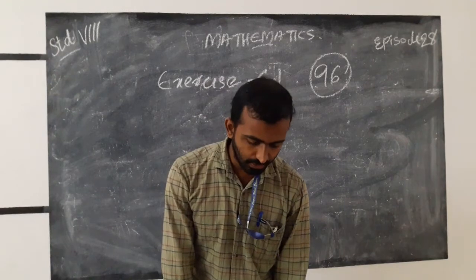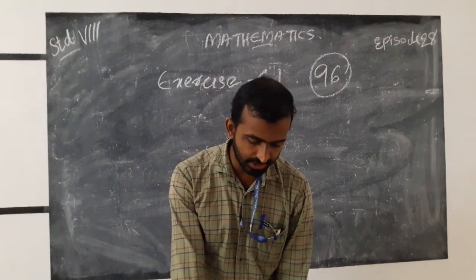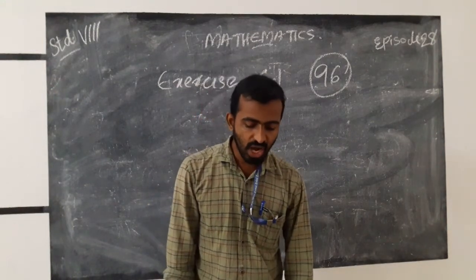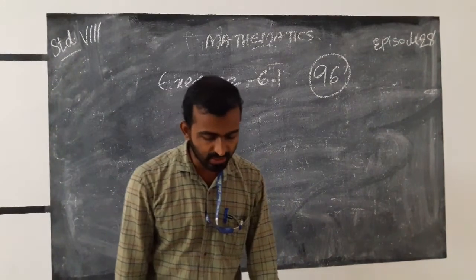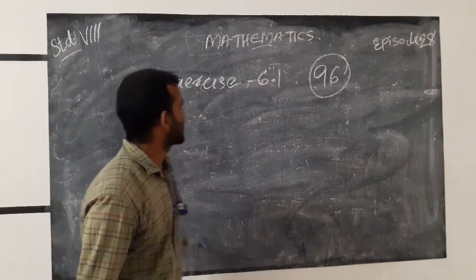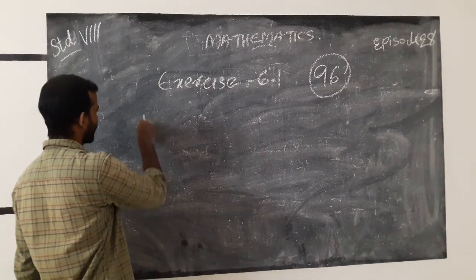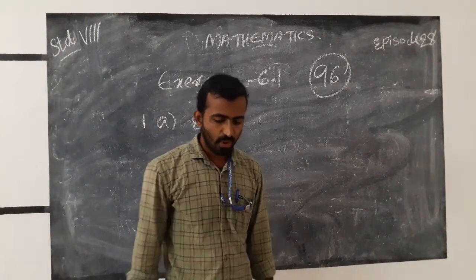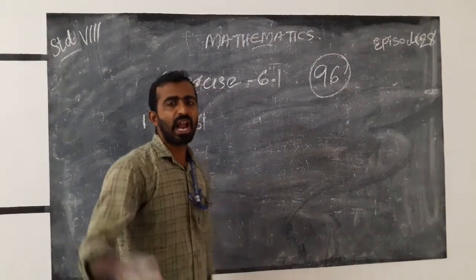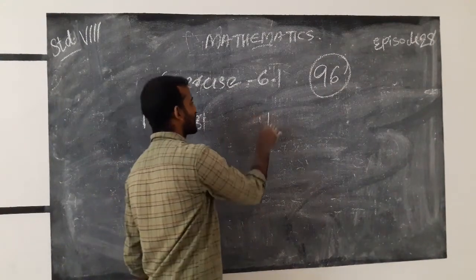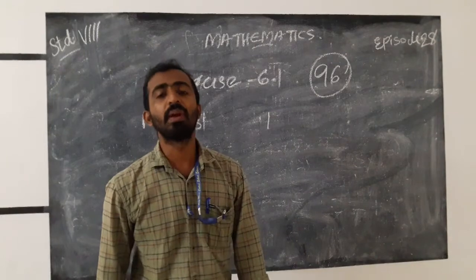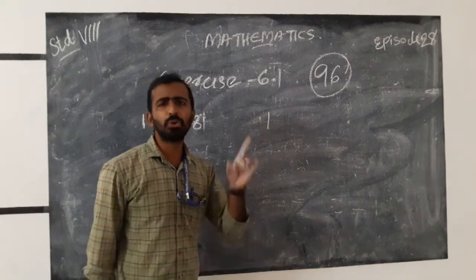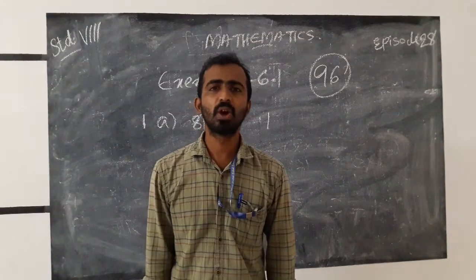What will be the unit digit of the squares of the following numbers? First number is 81. Then what is the unit place of the square? Already we discussed, it must be 1. When we take the square of this number, that is 81 into 81, we get the unit place as 1.